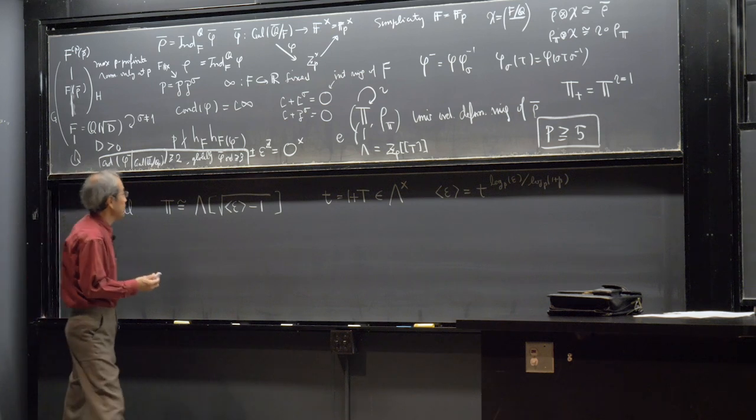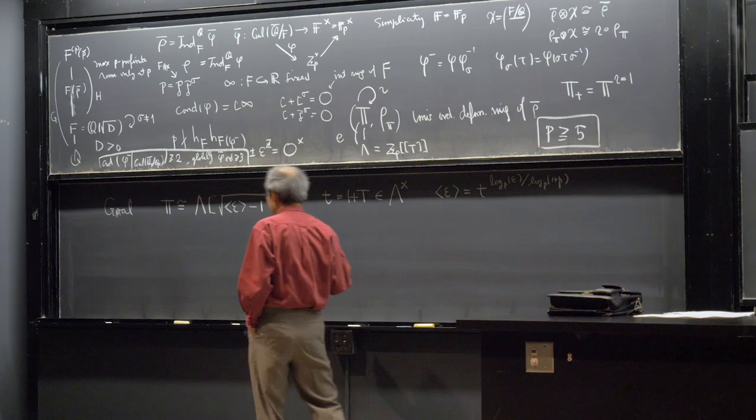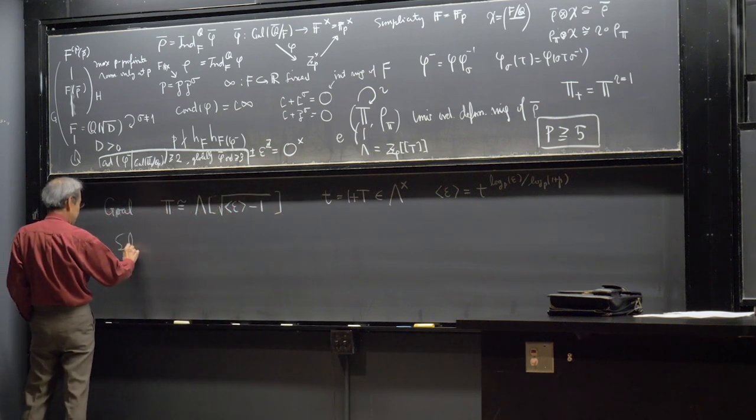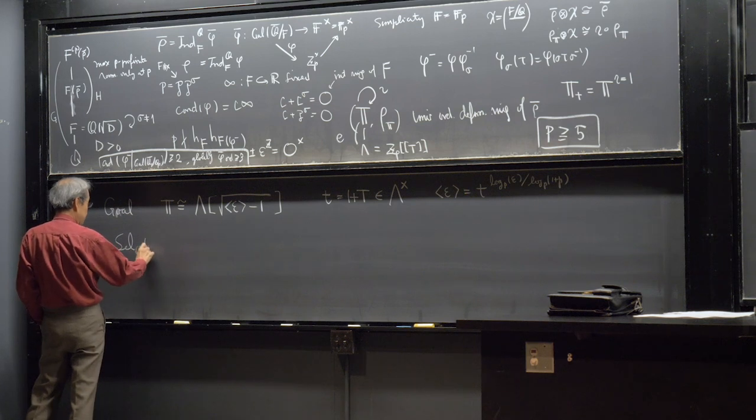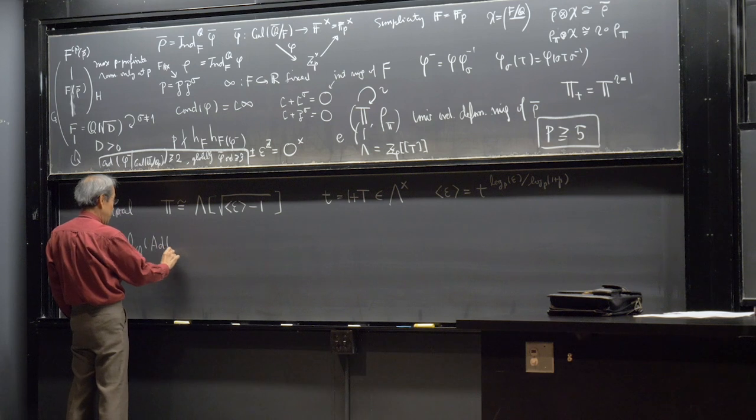Okay, under this kind of assumption, I try to show this. And one application is that, for example, you take a Selmer group over Q of the adjoint representation of rho_T.